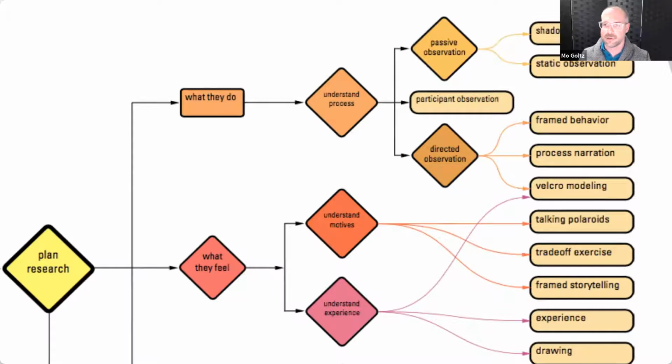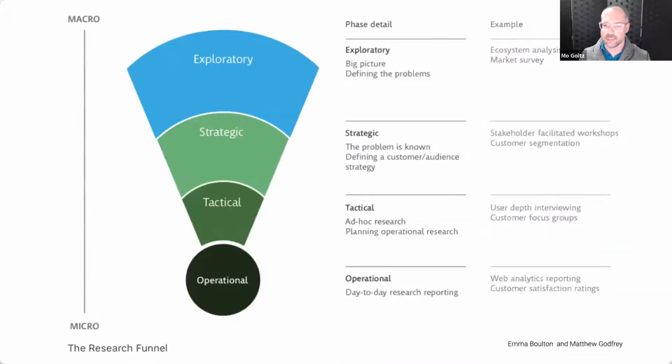So there are people out there that have created flow charts to help you to determine that. There's also Emma Bolton and Matthew Godfrey, who created this thing called the research funnel. All research can be going from exploratory, meaning the big picture, defining the problems themselves. From that to strategic, the problem is known already. Defining a customer and audience and strategy. Tactical, ad hoc research, planning, operational research, and operational is day-to-day research reporting.